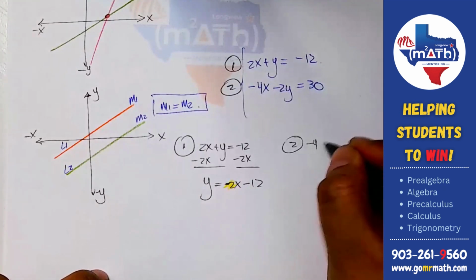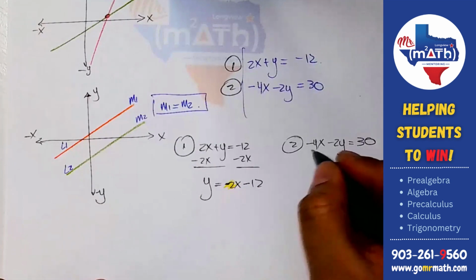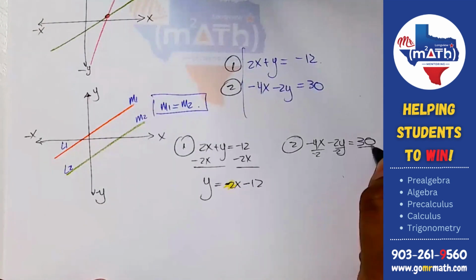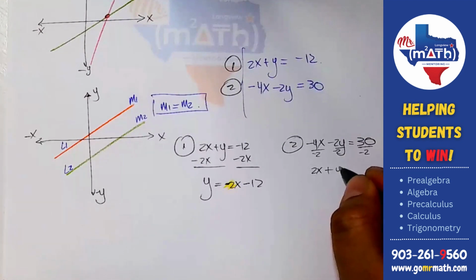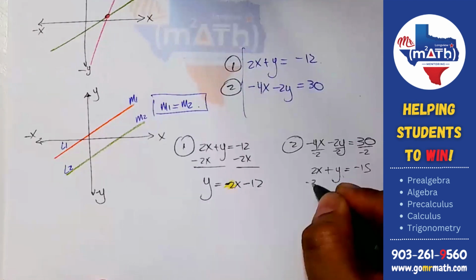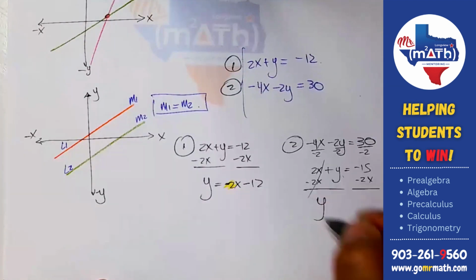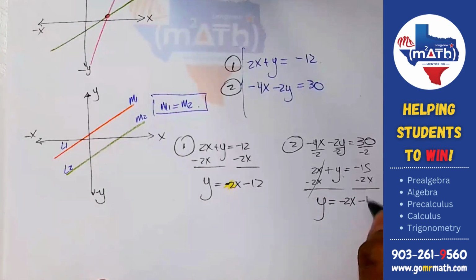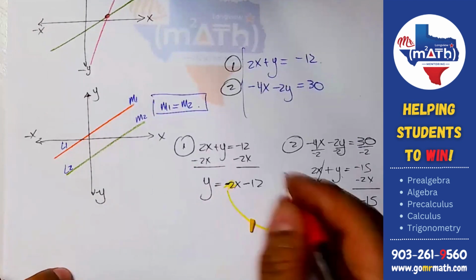Let's take equation 2 from here. We have negative 4x minus 2y equals 30. Remember that we divide everything by negative 2. We have 2x plus y equals negative 15 minus 2x, and we have y, that will cancel out, equals negative 2x minus 15. Look, what is the slope in here? Let's continue with red.